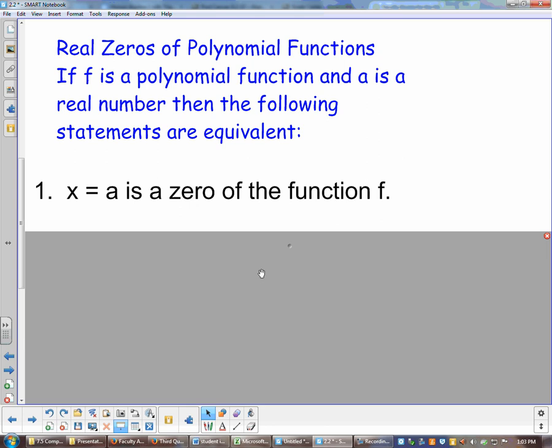So let's get a little example so we are all on the same page with this. Let's say our function is x squared minus 9.